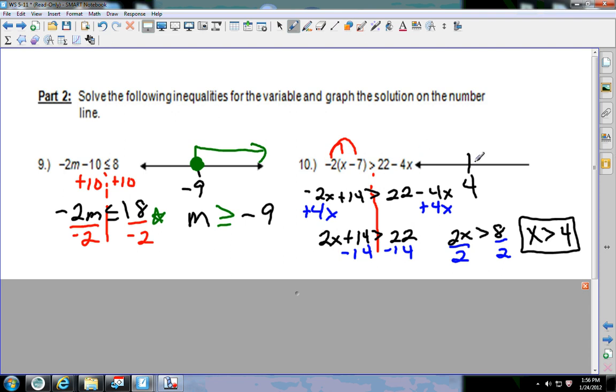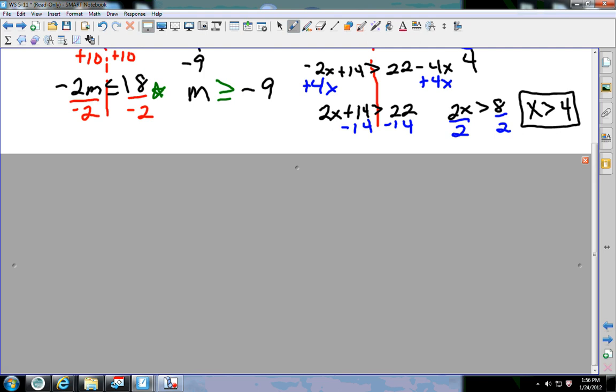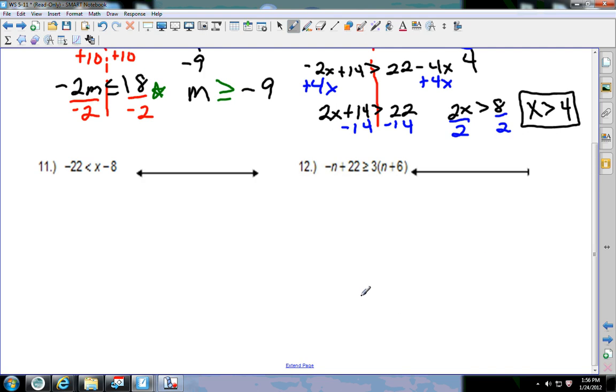So I have 4 here. It is going to be an open circle because it does not have an equal to bar. Greater than is going to go out to the right. The next two.